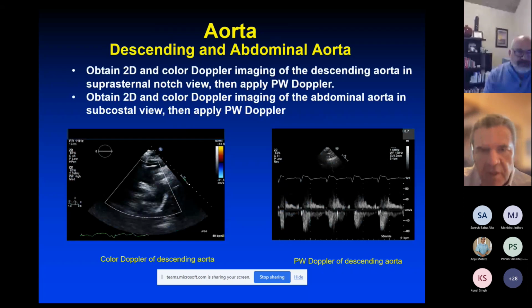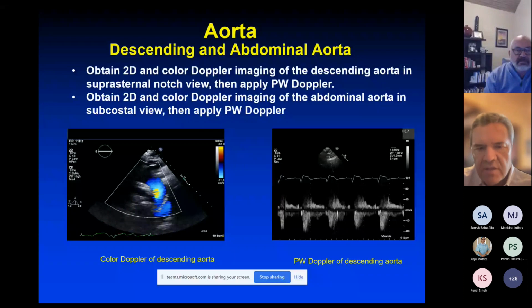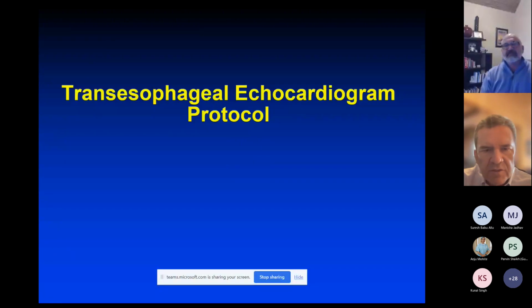And then to finish up the study, please obtain images of the aorta from the suprasternal notch view with both continuous wave Doppler and pulse wave Doppler. This will allow us to look for flow velocities in the descending thoracic aorta.